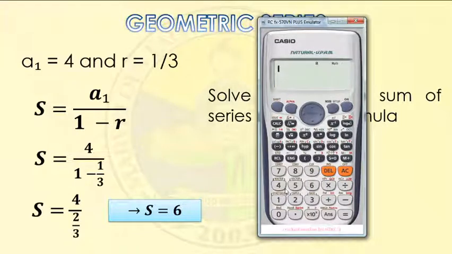Okay? So, yung 2 over 3, i-divide na natin yung 4. Okay? So, 4 divided by 2 over 3. Kasi nakuha na natin yung difference ng denominator natin. Okay? And the answer is equal to 6. Ibig sabihin, yung sum ng ating series ay equal to 6. Okay?